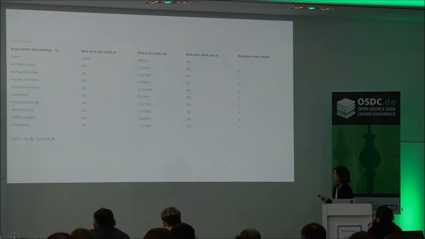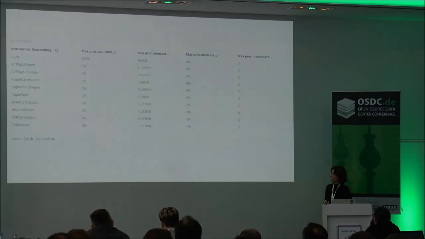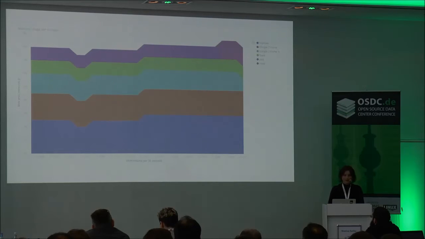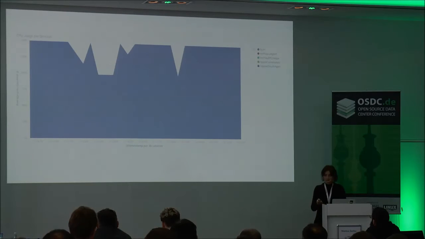And this one is my favorite because it looks similar to what the top command prints out on the screen. So you can see what processes consume most of the CPU. The first one will be the one that consumes most of the CPU. So in this case, it's 300%. And also you can build graphs based on the data that you collected per process, then memory usage, CPU usage, and so on.